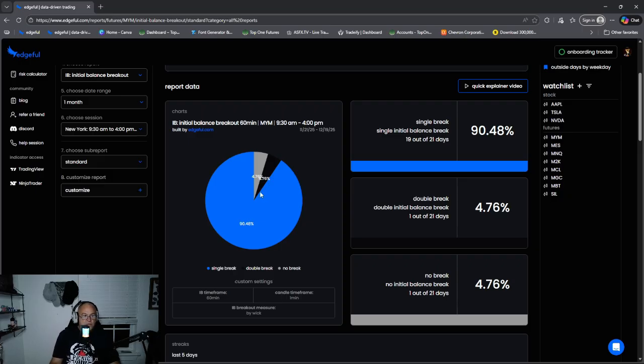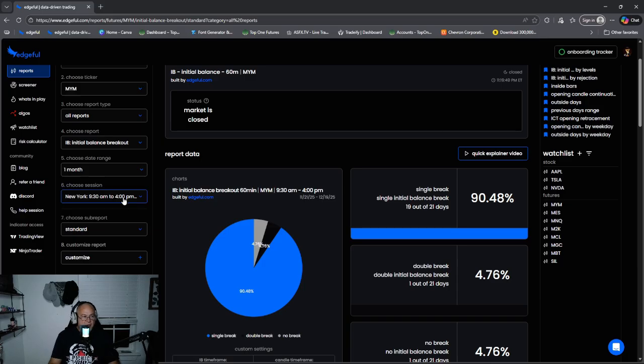So that's what we're going to work on trading. Now I'm going to stay on the 1 month because I want to see the most recent data here. And the 1 month report, I believe, is where you will see the market start to shift a little bit if these numbers start changing.